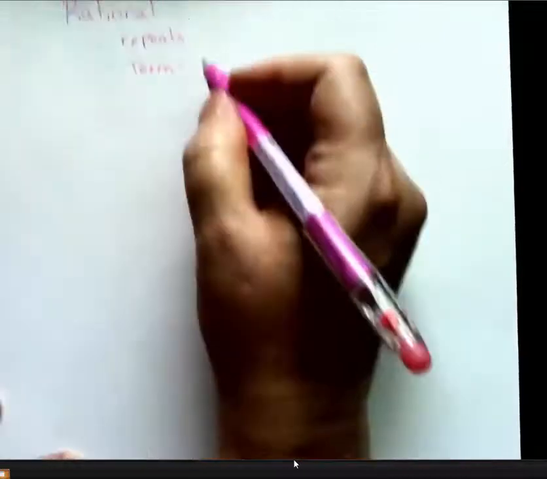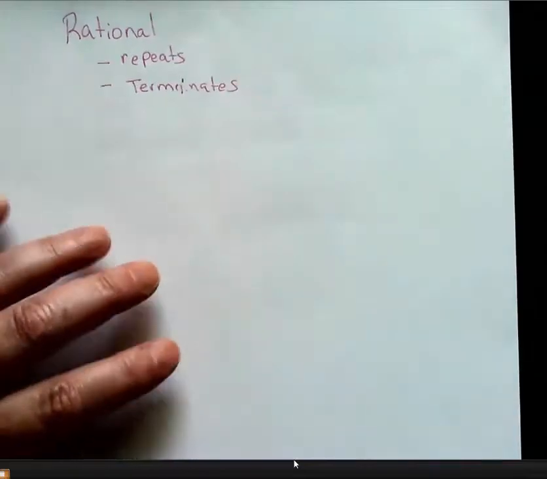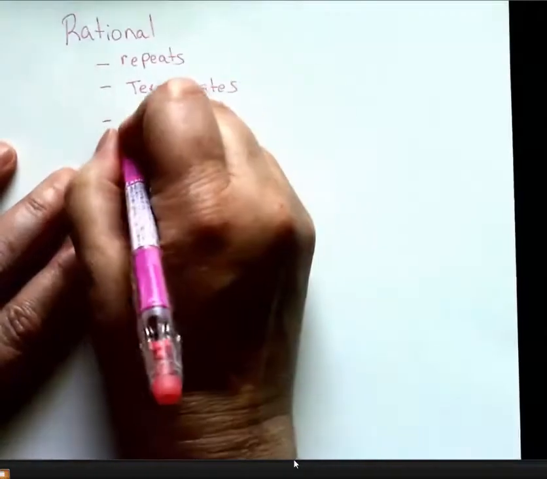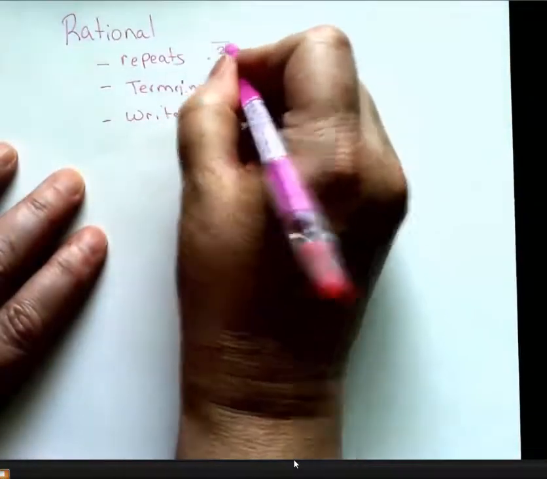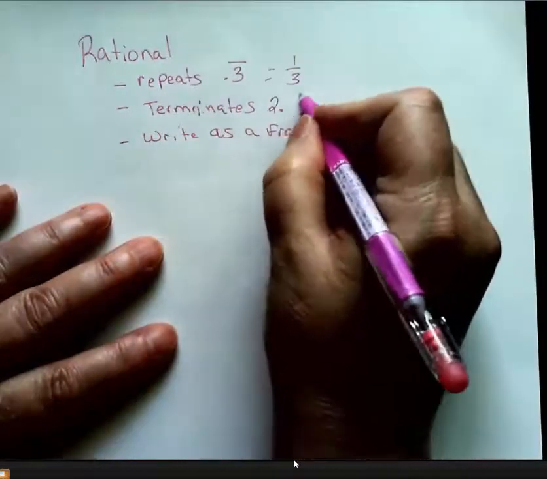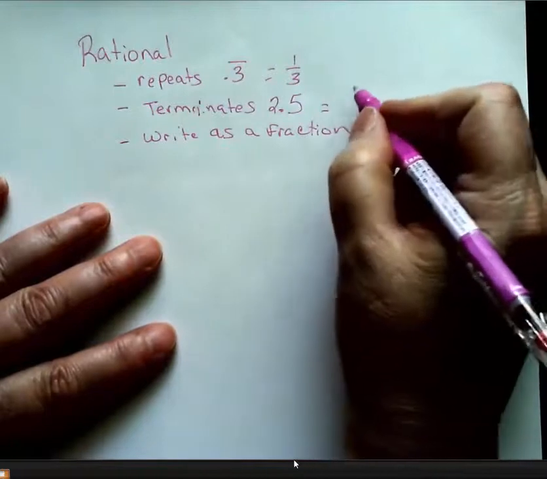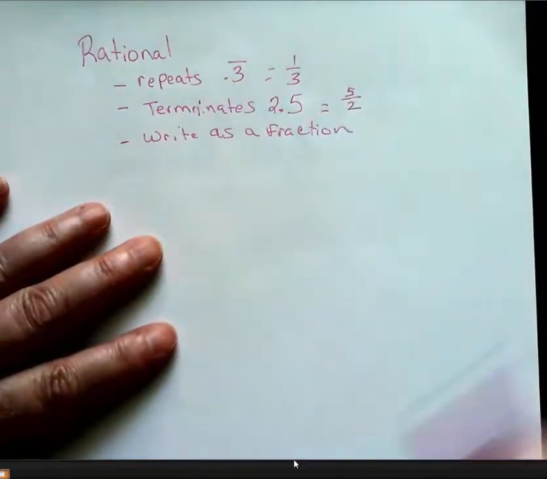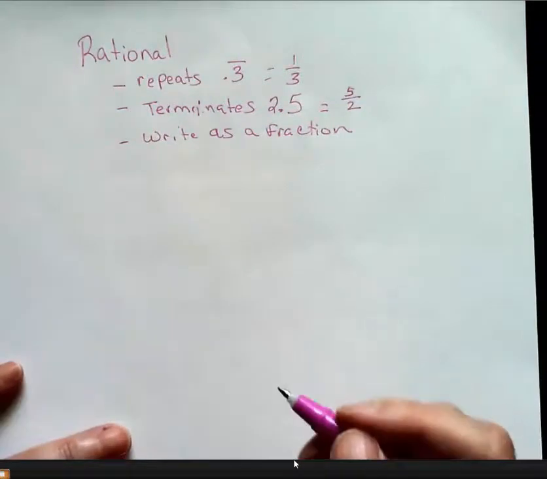Can't spell, just an FYI. Like the Terminator, if the Terminator wants to end you, it means it comes to an end. If you can write it as a fraction, it is rational. For example, 0.3 repeating is rational, also 1/3. 2.5 is also 5/2. And then anything that you can write as a fraction.